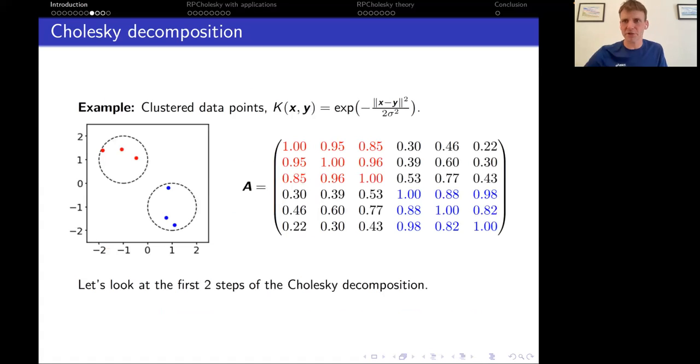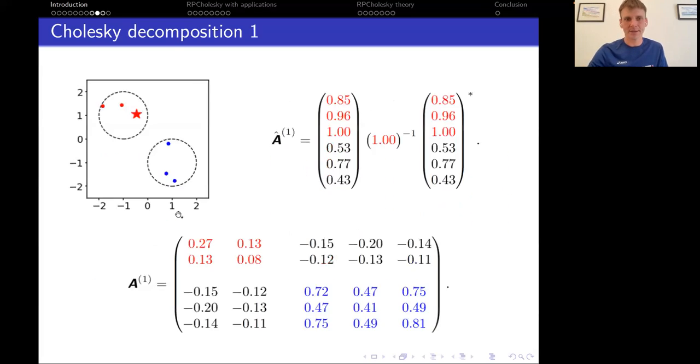Let's show a visual example. Go back to the clustered data points, the red points and the blue points. Let's look at the first 2 steps of the Cholesky decomposition. This is a nice example because you can see the 2 different perspectives. There's the linear algebra perspective where you've got a 6x6 array that you're approximating, but then you've also got data points. You've got 6 data points. And whenever you select a pivot, you're selecting a data point. The first selected data point is this star data point in red.